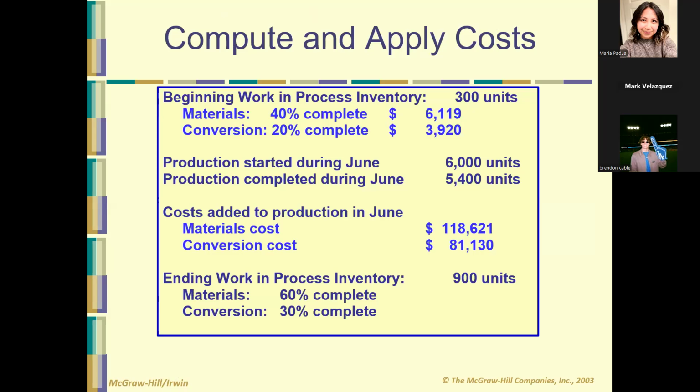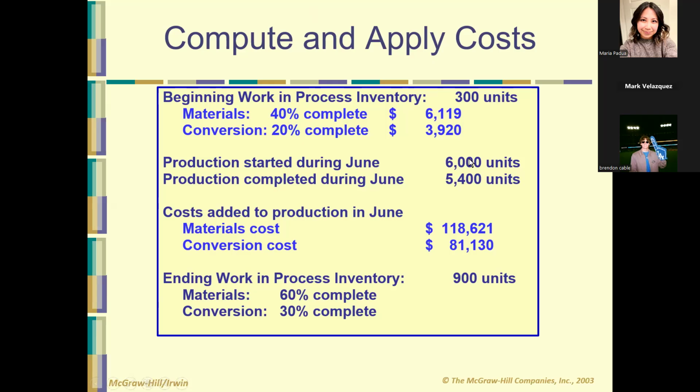The beginning work in process inventory was 300 units. They were 40% complete for raw materials and 20% for conversion, and they're giving you the dollars involved. So our beginning inventory in dollars is 6,119 for materials and 3,920 for conversion.